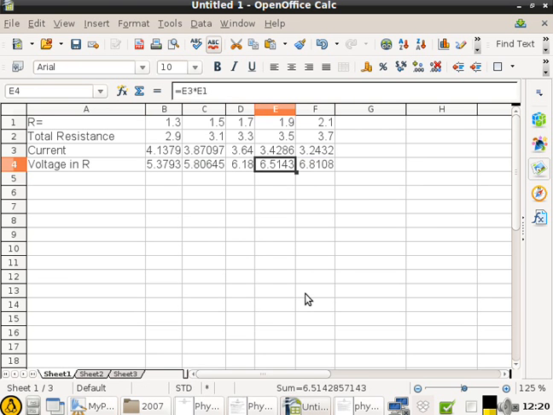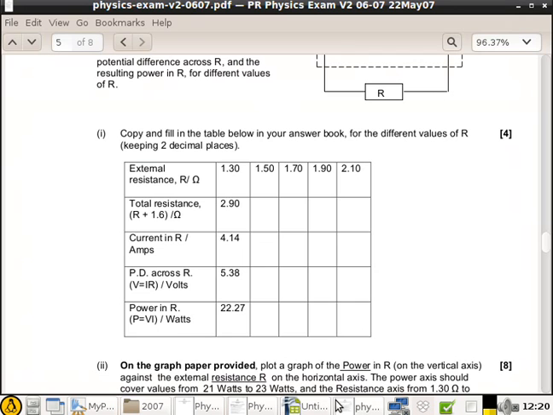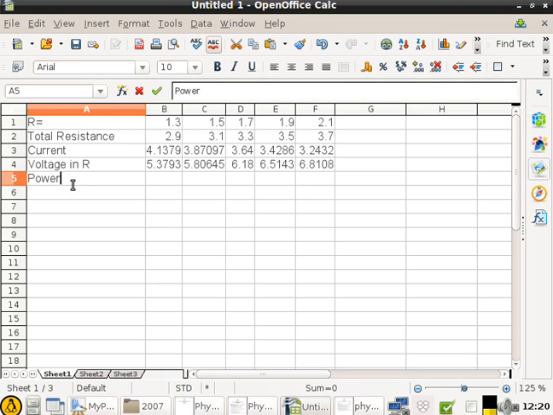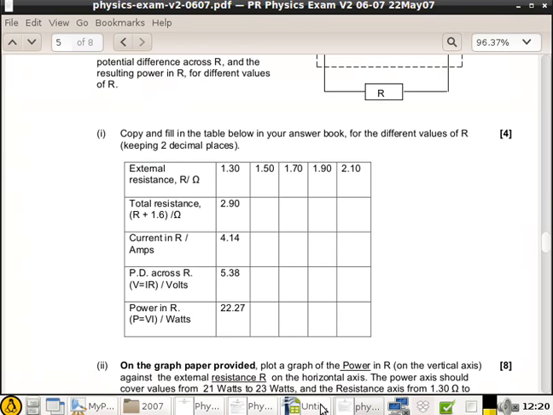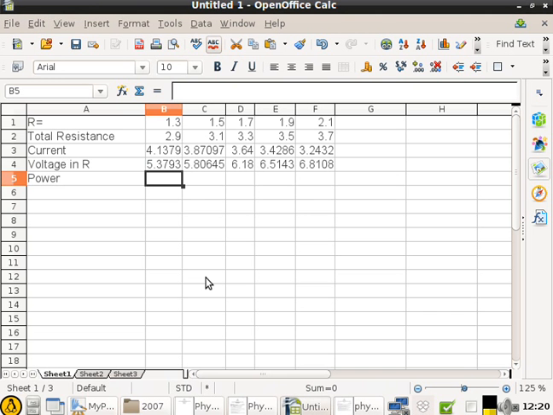Okay? And then next is the power. Power equals I V. And which power is it? The power in R. So the power in R is the current in R, which is there, multiplied by the voltage in R, which we just worked out. So there's the powers.